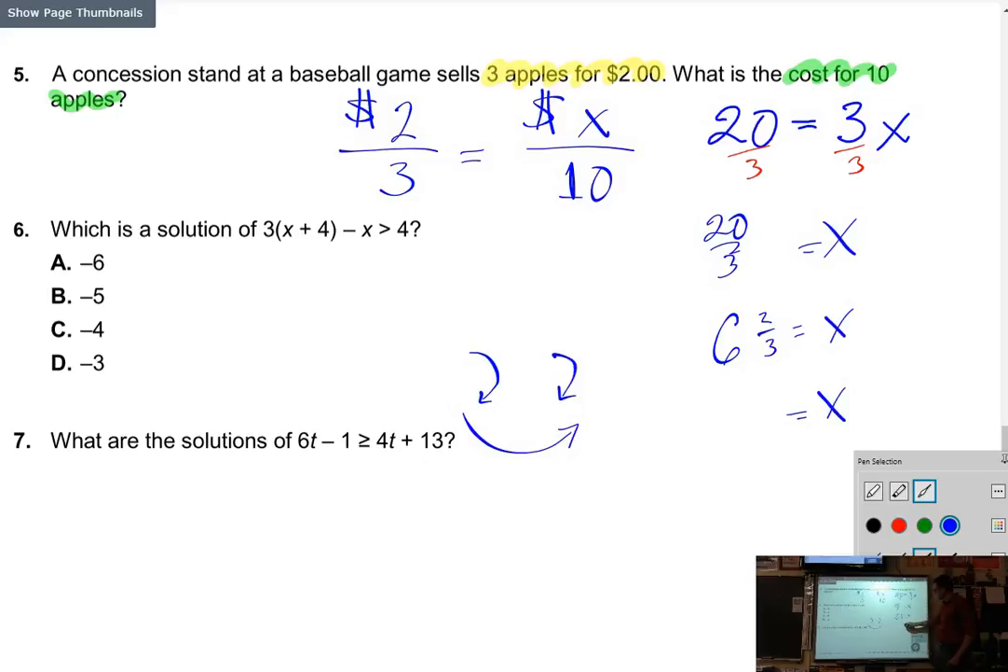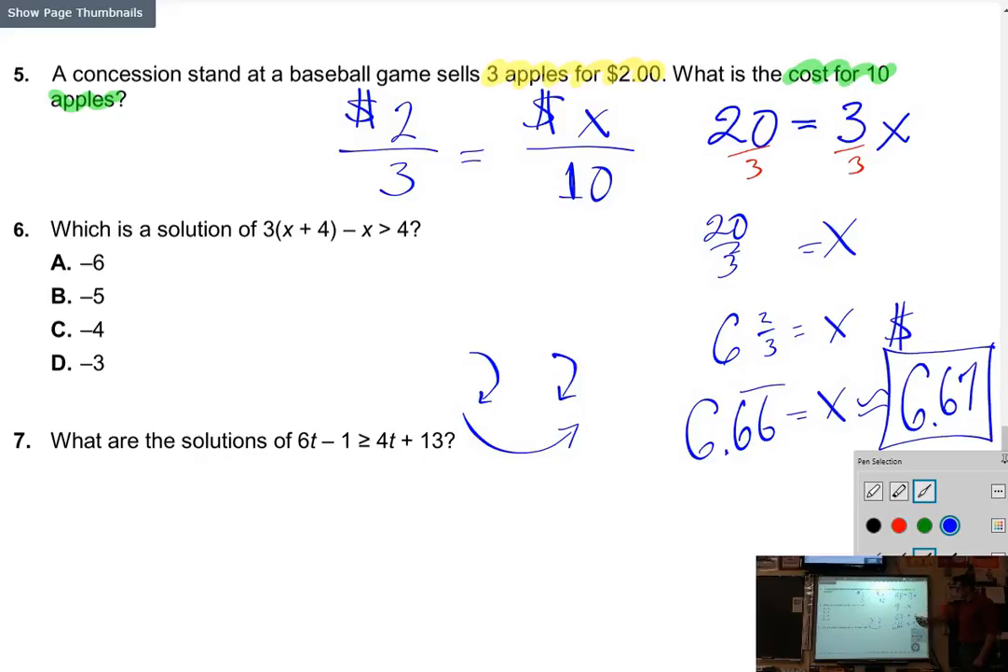Or my cost for 10 apples is going to be $6.66. That repeats forever. So if you were actually at the concession stand and they were really going to let you buy 10 apples at this cost, they would actually round your price up to $6.67, because they don't want to take that extra amount of money that you don't pay. They'd rather have you pay slightly more than what you were going to pay, and they get the profit.